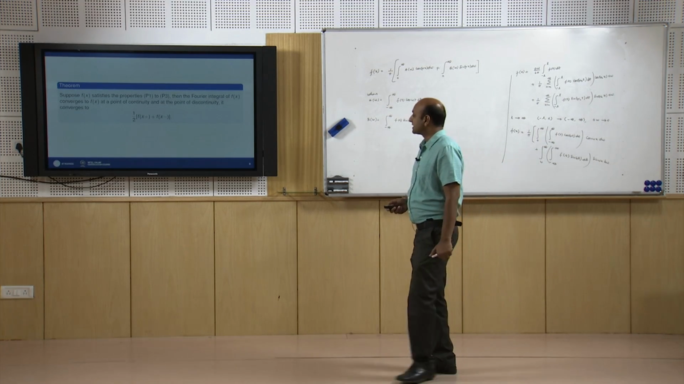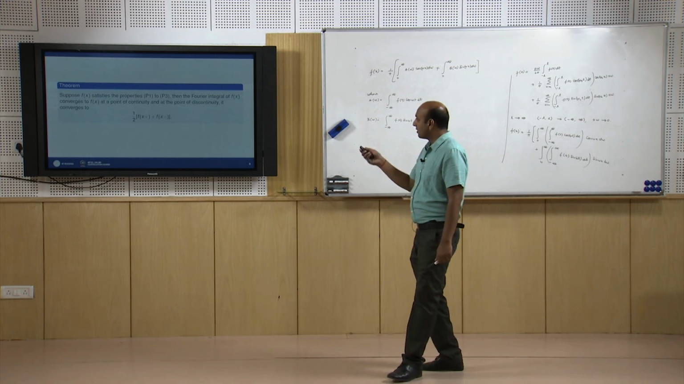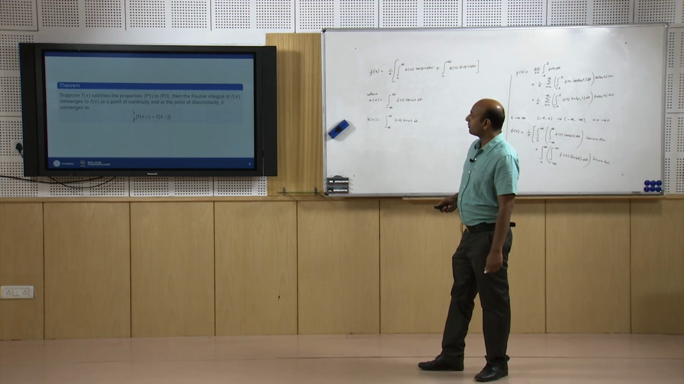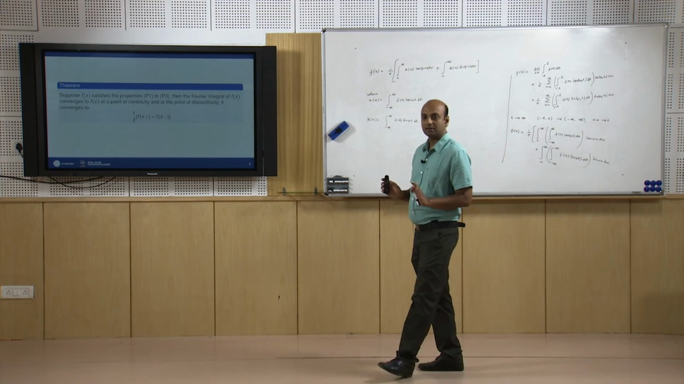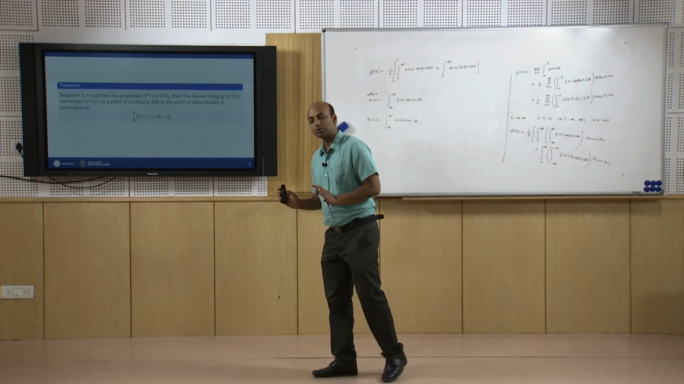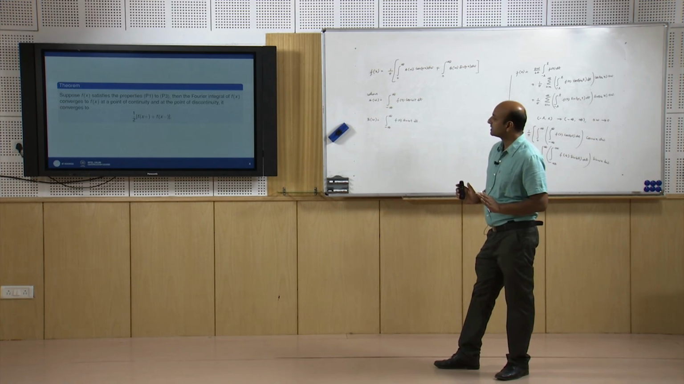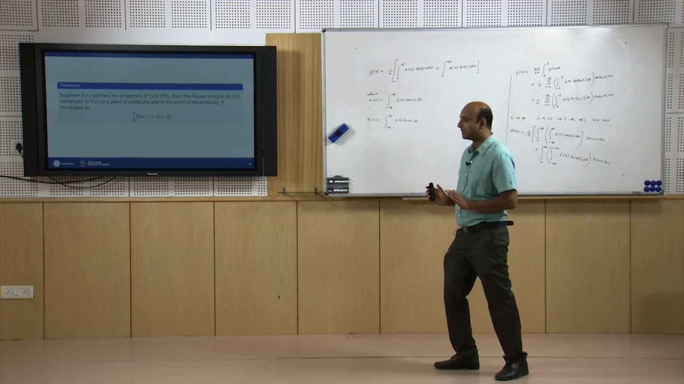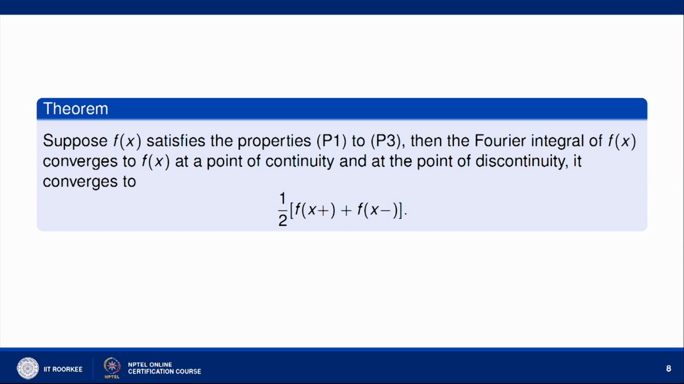Now, suppose f(x) satisfies the properties P1 to P3, which we have discussed. Then the Fourier integral of f(x) converges to f(x) at a point of continuity, the same as in Fourier series. This we have also discussed for Fourier series. The same follows in Fourier integrals also, that if it satisfies properties P1 to P3, then the Fourier integral of f(x) converges to f(x) at a point of continuity, and at a point of discontinuity it converges to the average of the left hand limit and right hand limit at that point.